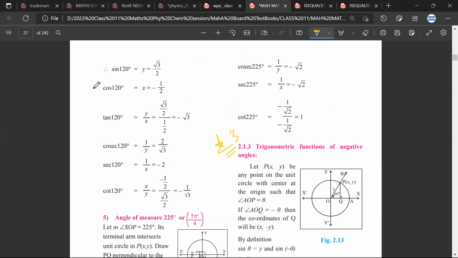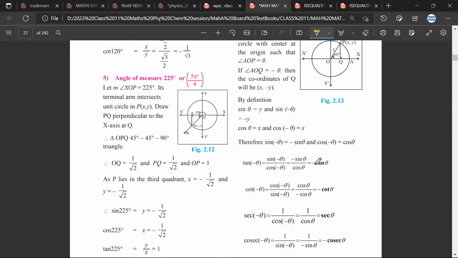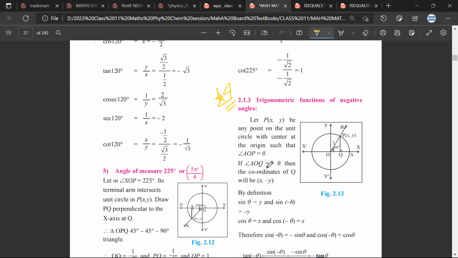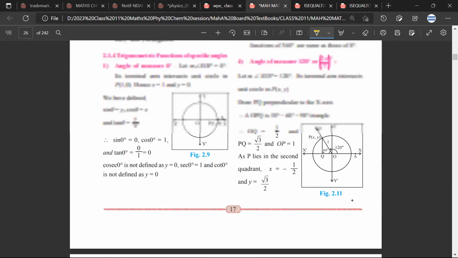The fourth point that we will be discussing would be the values of the trigonometric functions when the angle is negative. For example, what we will try to understand is what is tan minus theta, what is secant minus theta, what is the relation between sine minus theta and sine theta, and what is the relation between cos minus theta and cos theta? So this is the fourth point that we'll be covering.